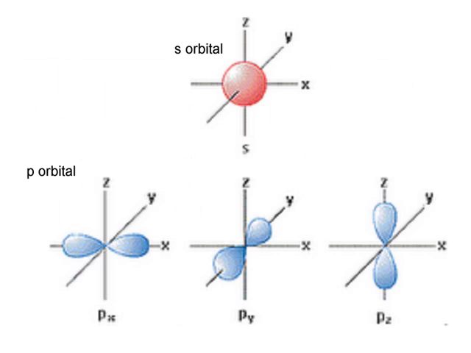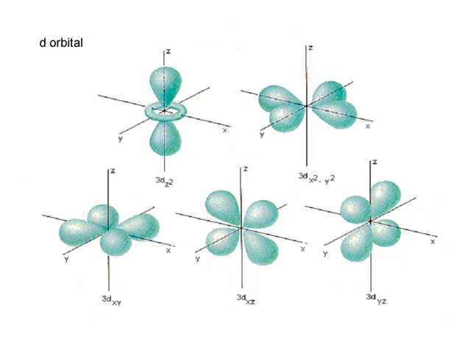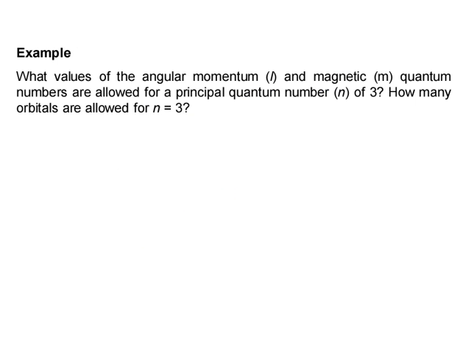Okay, so this is the S orbital. For P orbital, you have 3 P orbitals. The S orbital normally reflects L equal to 0. The P orbital is L equal to 1, sorry. And then D orbital reflects 5 orbitals.